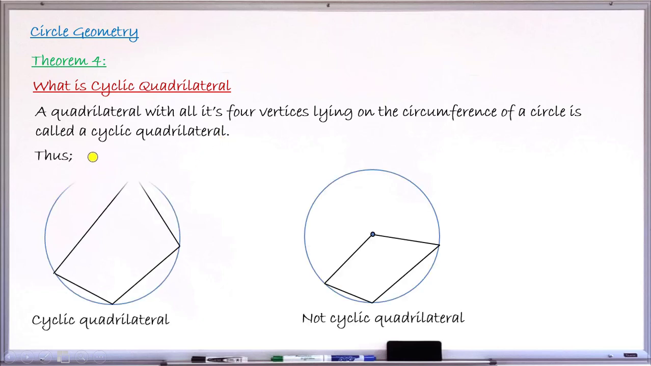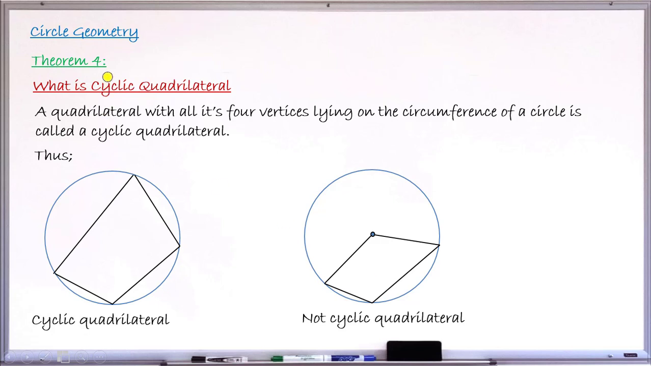Let's just see it in a drawing. If you have this circle, and you can see this quadrilateral, it has 4 sides, and you can see these 4 vertices, 1, 2, 3, and 4, are all lying on the circumference of the circle. Then this quadrilateral is called a cyclic quadrilateral. But when we come to this one, you can see 1, 2, 3 vertices are on the circumference, but this 4th vertex is probably at the center of the circle. So this will not be a cyclic quadrilateral because all the 4 vertices are not on the circumference. As you can see, this 4th vertex is not on the circumference. So this is what we call a cyclic quadrilateral.